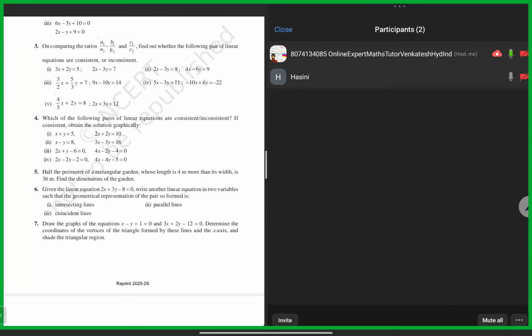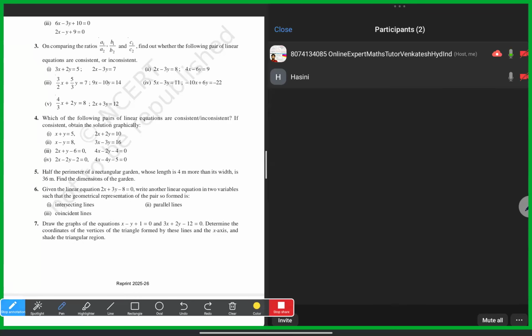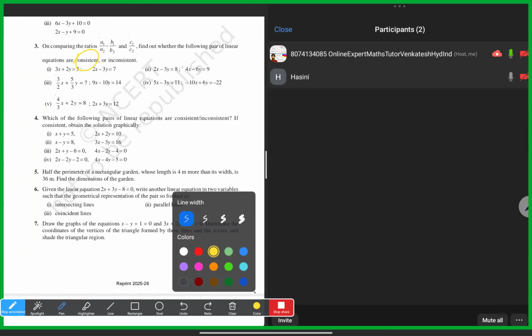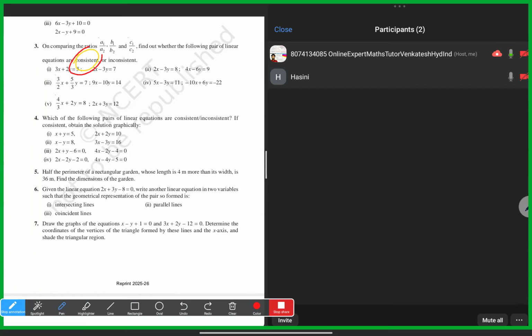Comparing the ratios A1 by A2, B1 by B2, C1 by C2, find out whether the following pair of lines are consistent or inconsistent. Consistent means the lines should be either intersecting lines or coincident lines. If the lines are intersecting or coincident, they'll come under consistent.